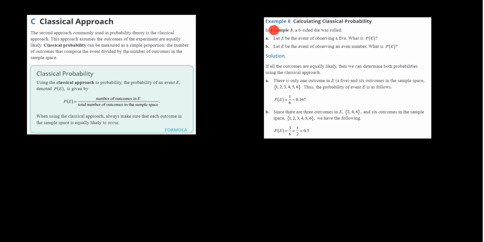So in example 3, a six-sided die was rolled. Let E be the event of observing a 5. What is P of E? Well, there's only 6 numbers, and there's only one way to make a 5, so you say 1 divided by 6. There's only a 16.7% chance that you'll roll a 5. Let E be the event of observing an even number. There are 6 numbers, and half of them are even, so there'd be a 50% chance.